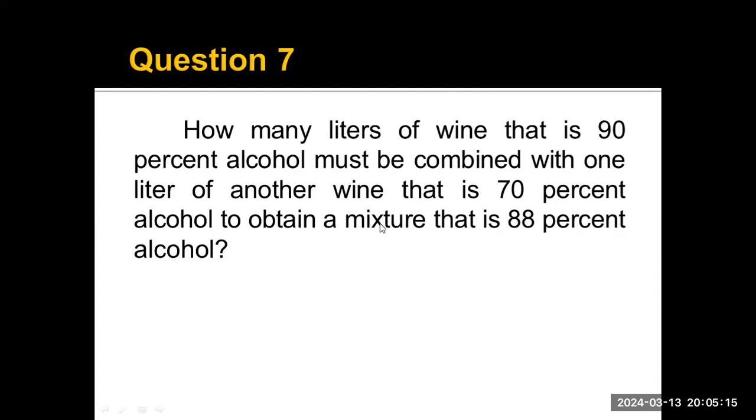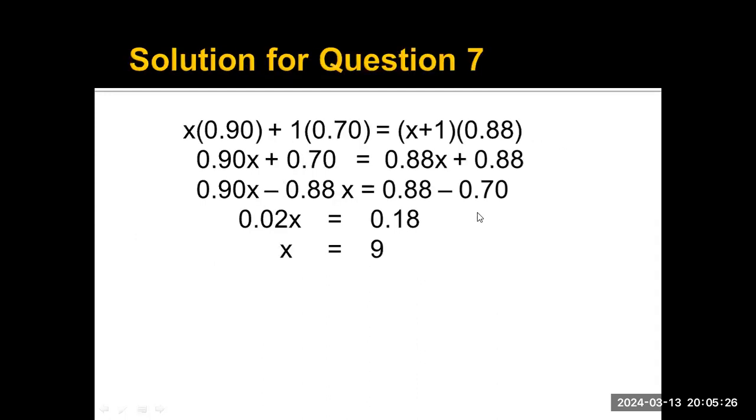Then to obtain a mixture equals x plus 1 times, that is 88% alcohol, x plus 1 times 0.88. So we already have this equation. The infinitive phrase "to obtain" becomes an equal sign. Again, recall the basic algebraic manipulation to find the value of x.